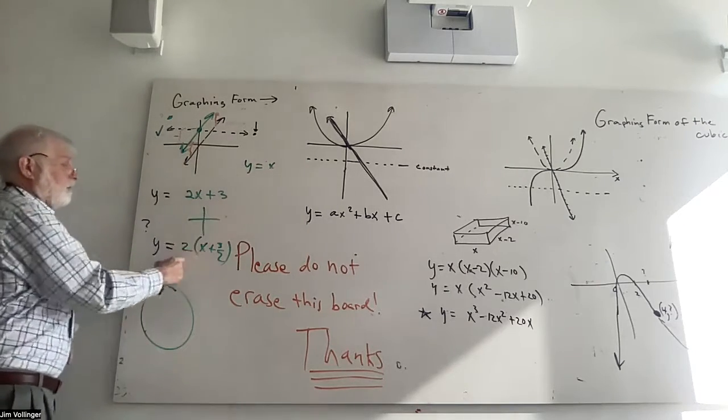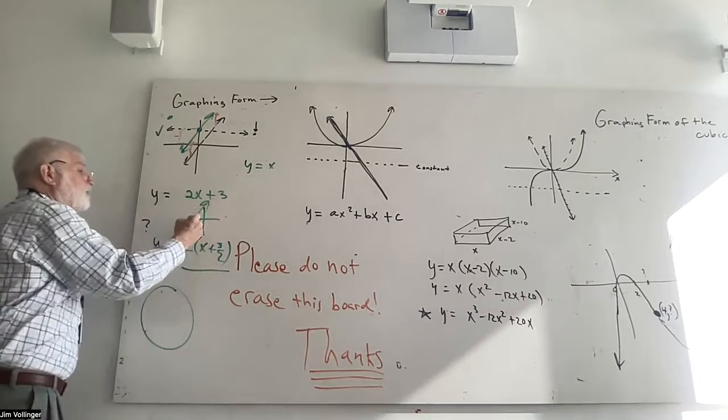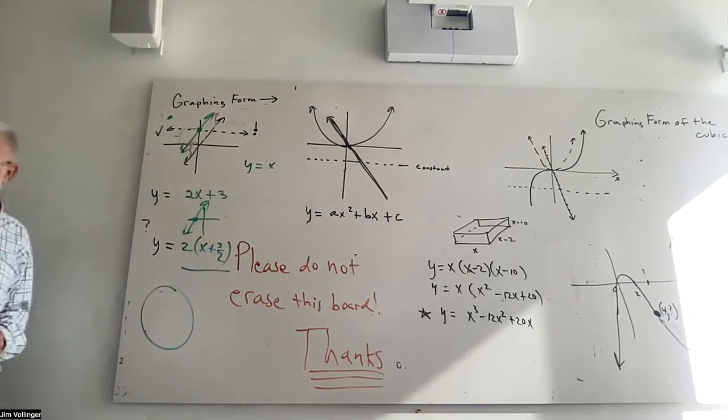If this had been what came your way, well, then you got -3/2 and you're going up at 2 to 1. It's the same graph, but I'm only looking at one term.